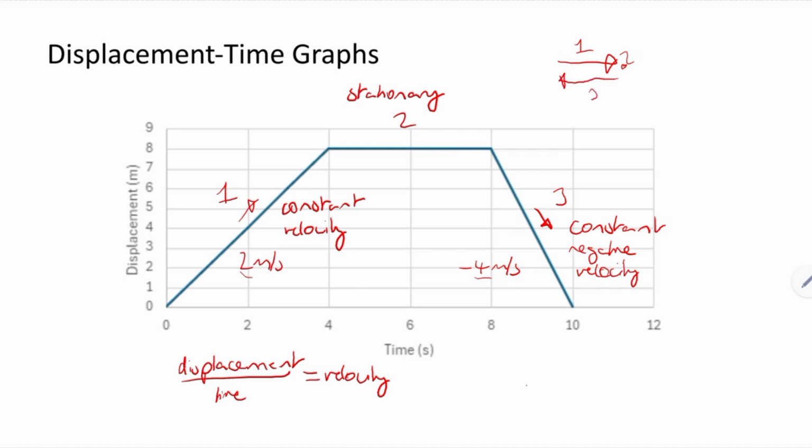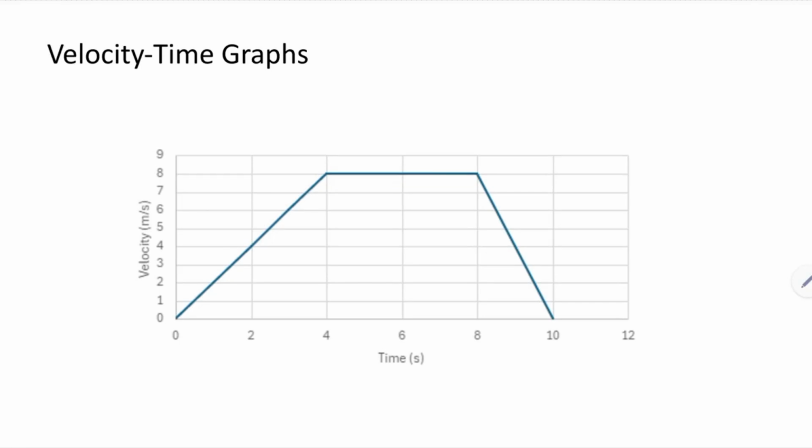The second graph we're going to be going over is a velocity time graph. So I'm going to number it like last time, so number 1, 2, and 3. You can see that part 1 is a straight line going upwards. So if we were to calculate the gradient of the straight line, we would see that it will be velocity divided by time, and that will give us acceleration. So that means that this line will be a constant acceleration.